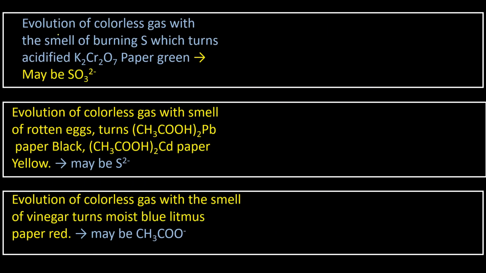Now coming to the next one, another observation was evolution of a colorless gas with the smell of burning sulfur, which turns acidified potassium dichromate paper green, then it may be sulfite. So here what happened? If it is sulfite, you take the sulfite salt, Na2SO3, plus sulfuric acid, same principle, the weaker acid will be released.